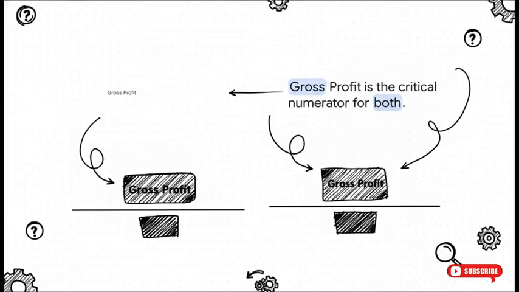Now here is the crucial point. Gross profit sits right at the top of the fraction. It is the numerator for both margin and markup calculations. Gross profit is the vital clue that connects these two concepts together. No matter which formula you're using, the actual dollar amount of the gross profit never changes. It's always sitting right there at the top of your fraction, acting as your anchor point.